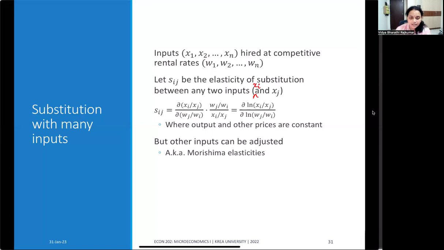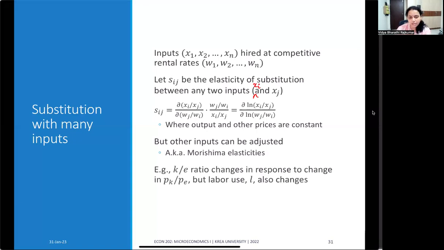And these elasticities are actually called Morishima elasticities, named after an economist who came up with this idea. So, for example, if the capital energy ratio changes in response to a change in their relative prices, when your capital and energy prices are changing, we're also going to be changing how much labor we're using. So it's not like we'll keep labor constant and only focus on these two inputs. This version of the elasticity formula allows for such changes also. And naturally, it is a more realistic scenario.